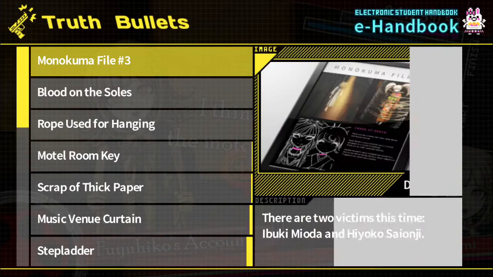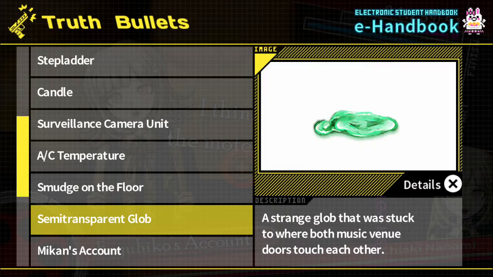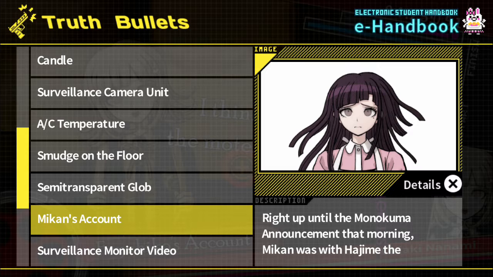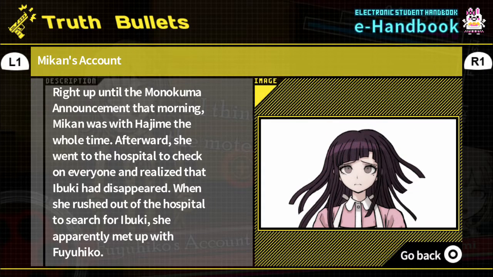Okay, I want to look over those accounts. There are several accounts. Right up until the Monokuma announcement that morning, Mikan was with Hajime the whole time. Afterwards, she went to the hospital to check on everyone and realized that Ibuki had disappeared, so she rushed out of the hospital to search for Ibuki. She apparently met up with Fuyuhiko.